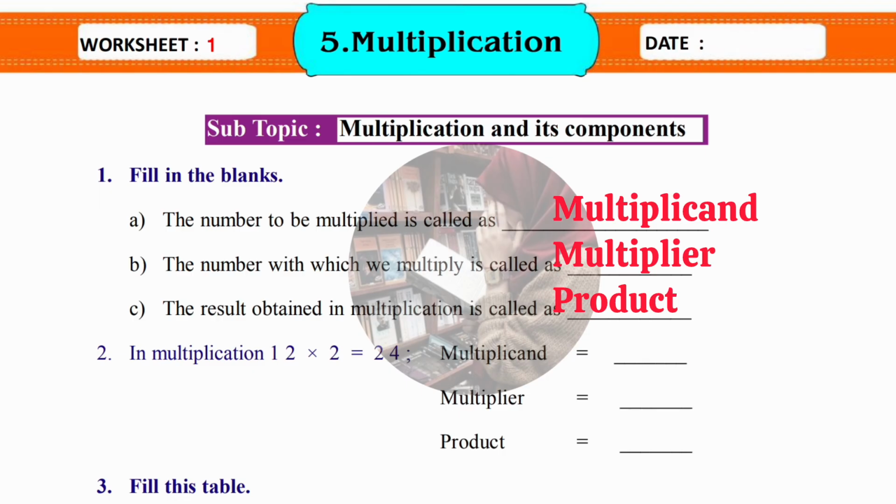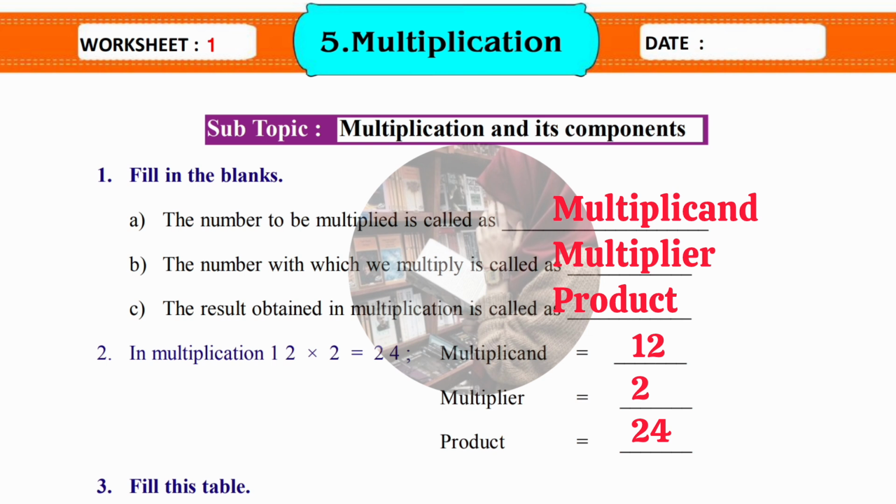Let's see the second Roman, which is in multiplication 12 multiplied by 2 equal to 24. Let's see what is multiplicand, what is multiplier and what is product, so that you may have a clear idea about it. Here 12 is called multiplicand and 2 is called multiplier and the result, which is 24, is called as product. Now you understood what is multiplicand, multiplier and product. So this is the answer for this.